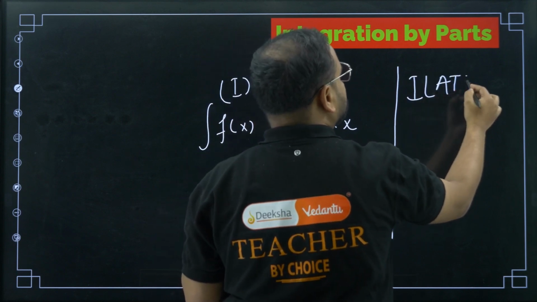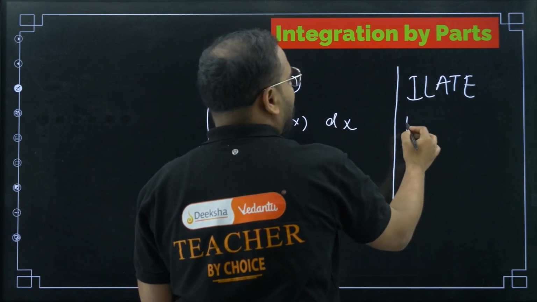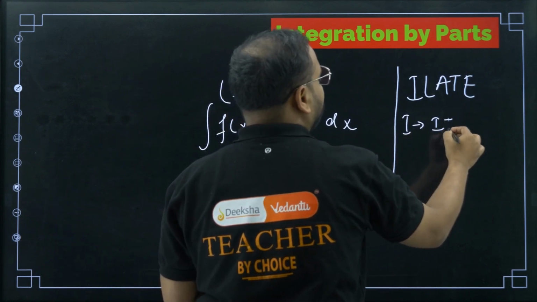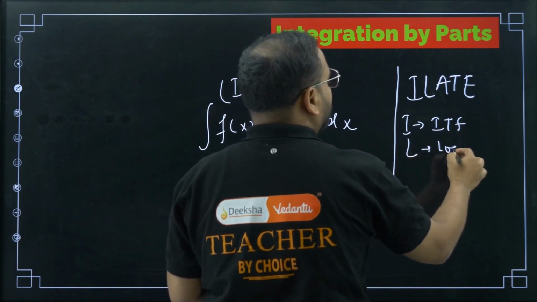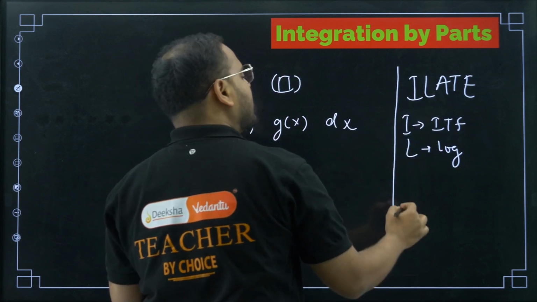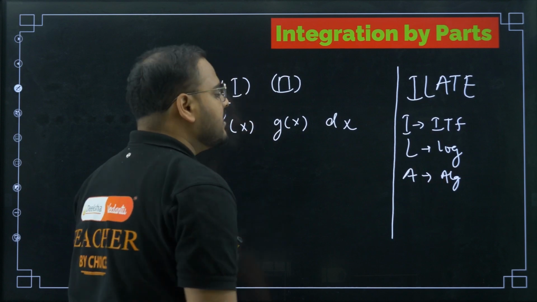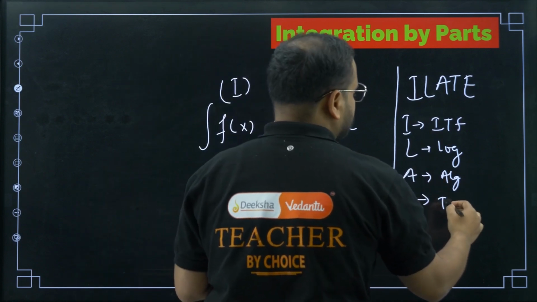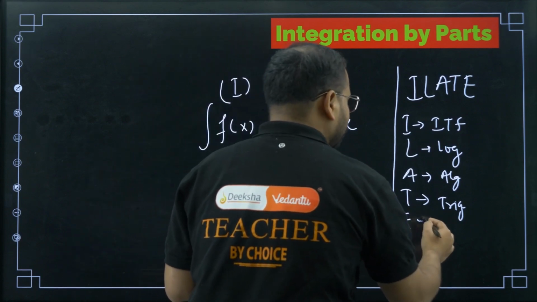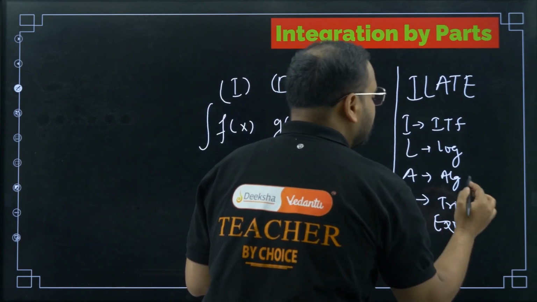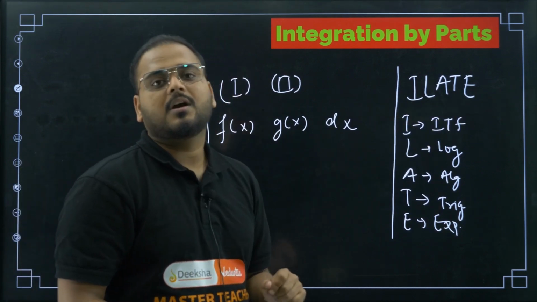ILATE. In this, I represents inverse trigonometric functions, L represents logarithmic functions, A represents algebraic functions, T represents trigonometric functions, and E represents exponential functions. In this order, the highest preference is given to the inverse trigonometric function, and the lowest preference is given to the exponential function.